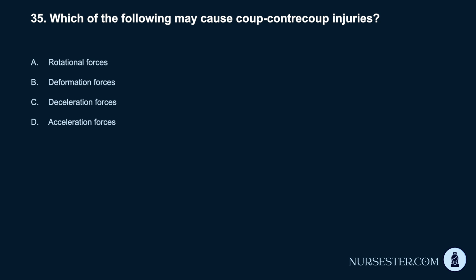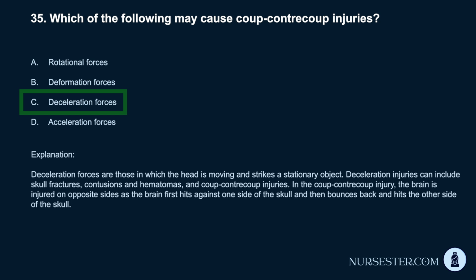35. Which of the following may cause coup contrecoup injuries? A. Rotational forces. B. Deformation forces. C. Deceleration forces. D. Acceleration forces. Correct answer, C. Deceleration forces.